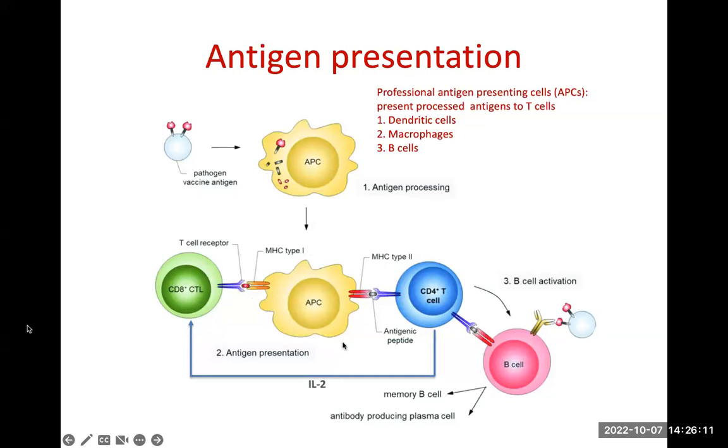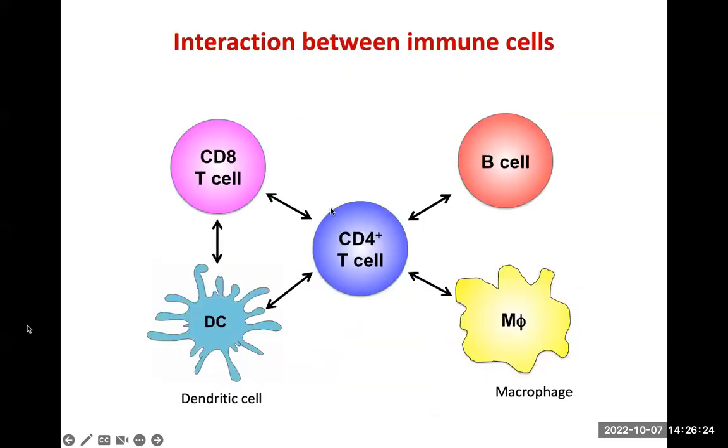So this is just to make you appreciate the network nature of the immune response. So this association between a CD8 T cell, an antigen presenting cell, and a CD4 T cell, that's what I was presenting here as a triad that you can have.